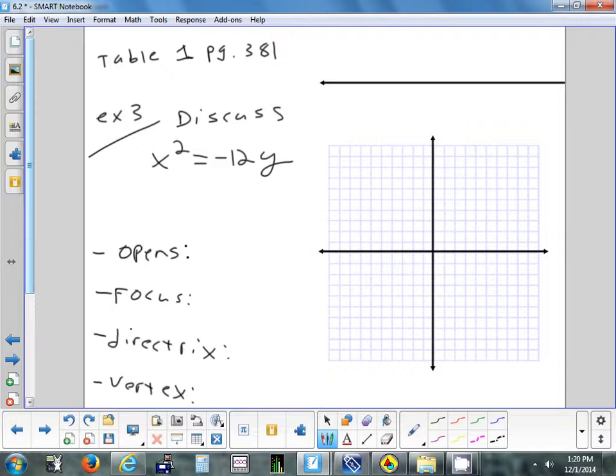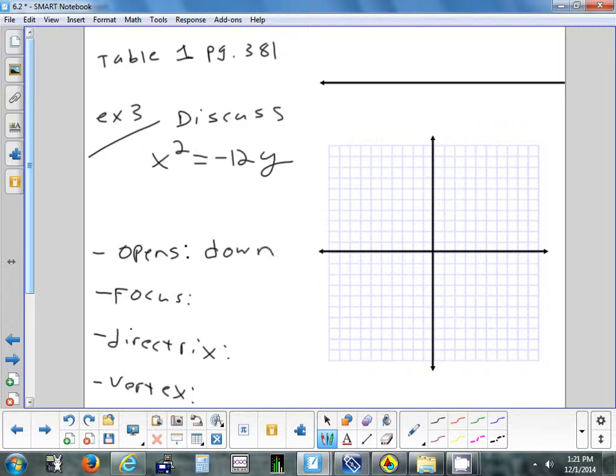Okay, let's look at this one. Figure out which letter is squared. Figure out if you have a positive or negative in front of the variable on the other side, and that'll tell us which way it opens. So x is squared, the number in front of y is a negative. Which way is this parabola going to open? Down. Yeah, if you look at the table, this one opens down. Yep. When x is squared and the number in front of y is negative, it opens down.